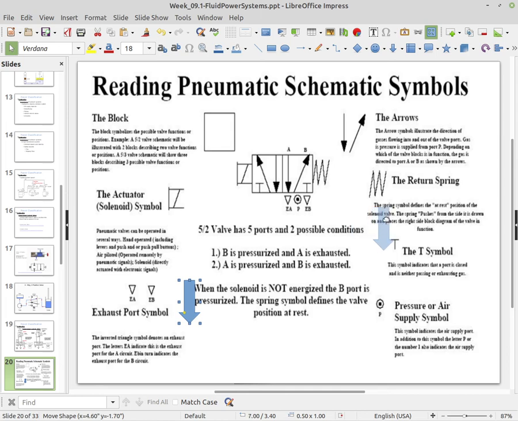Alright, so the T symbol here shows that the port is blocked or closed, not allowing fluid to flow through that port. And of course the arrows are indicating the direction of flow when it is allowed to move.